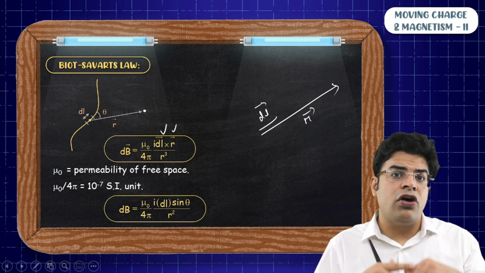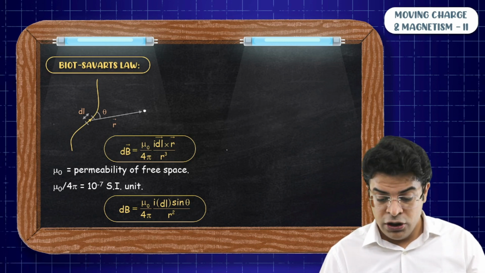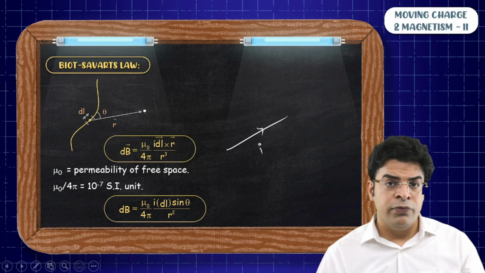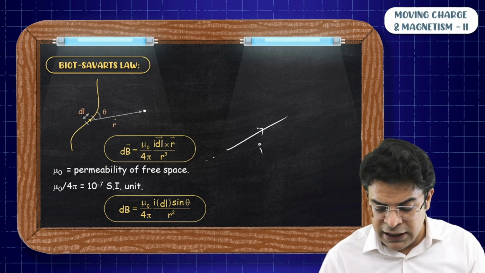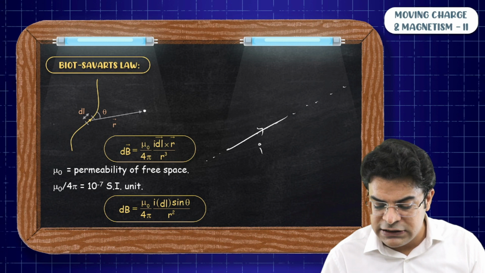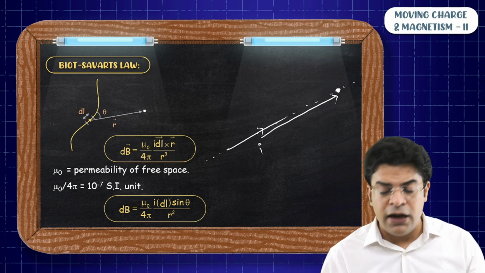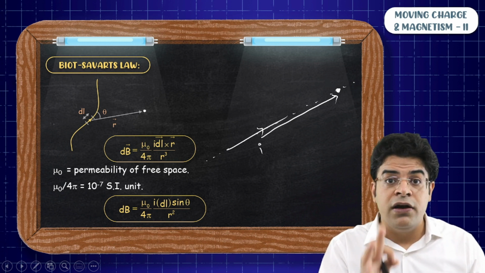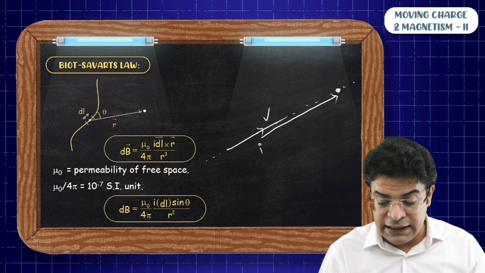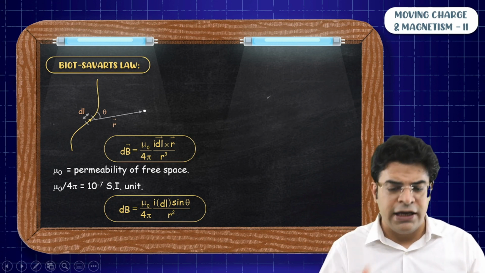And since their cross product will be 0, the strength of magnetic field produced by them will be 0. So if you have got a current carrying element and you try to find the strength of magnetic field due to this current carrying element at a point on the same line, let's say here, then dl and r will be parallel. Since dl and r will be parallel, the strength of magnetic field formed due to this current carrying element at a point on the same line will be 0. So keep this thing in mind.